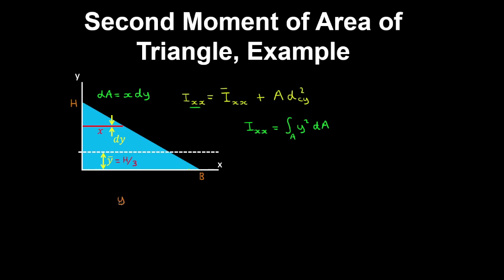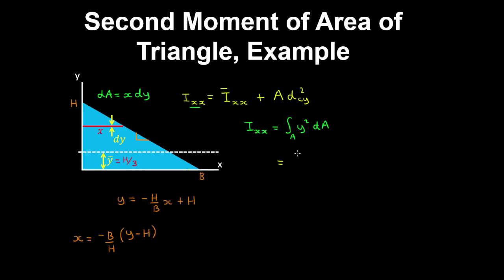then we can write the equation of this line as the slope, which is minus the rise over the run, by x plus the y-intercept. And we can solve this equation for x by subtracting h from both sides, and then multiplying through by negative b and dividing through by h. And that's equal to x.